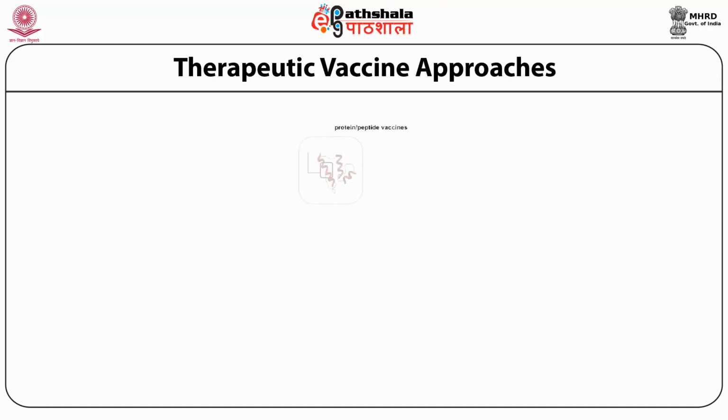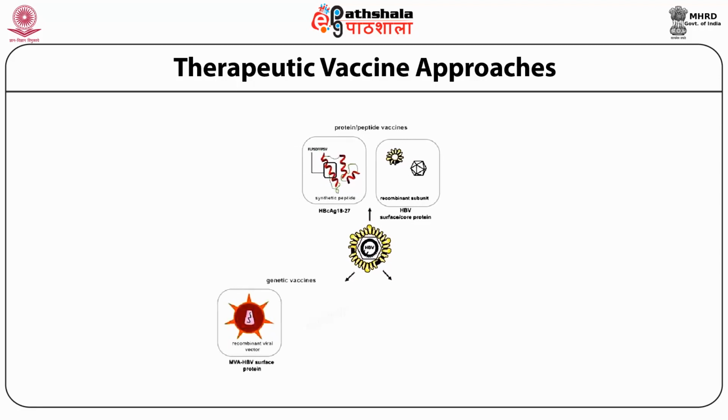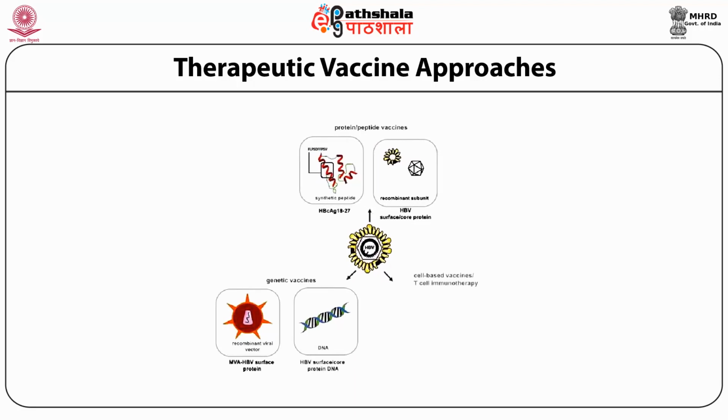Therefore, they are being used as a therapeutic vaccine approach. I explained earlier that antigen pulsed dendritic cells, adoptive T cell transfer, or CAR T cells can be used for the immune or cellular therapies.